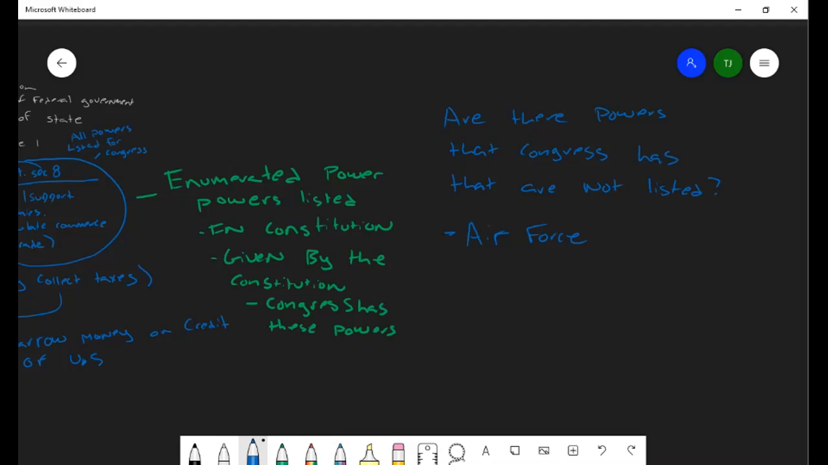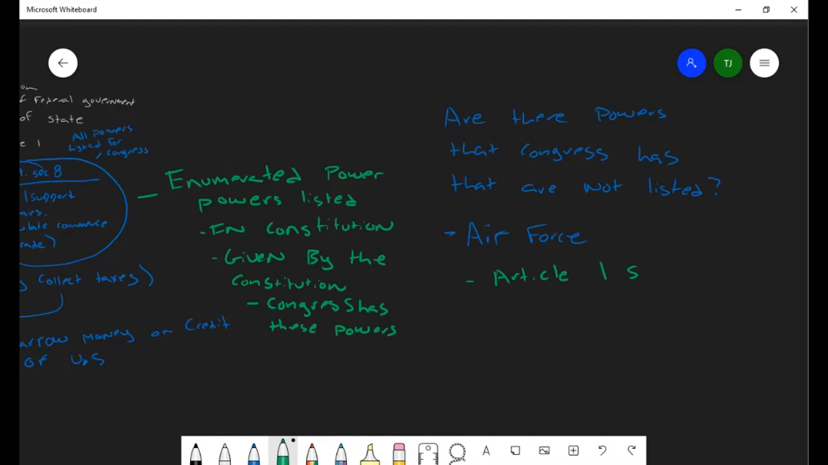Okay. So how does Congress have the power to regulate the Air Force? How do they have the power to regulate that? Okay. So what I want you to do now is we're going to look at Article 1, Section 8, and the very last clause, which is Clause 18.